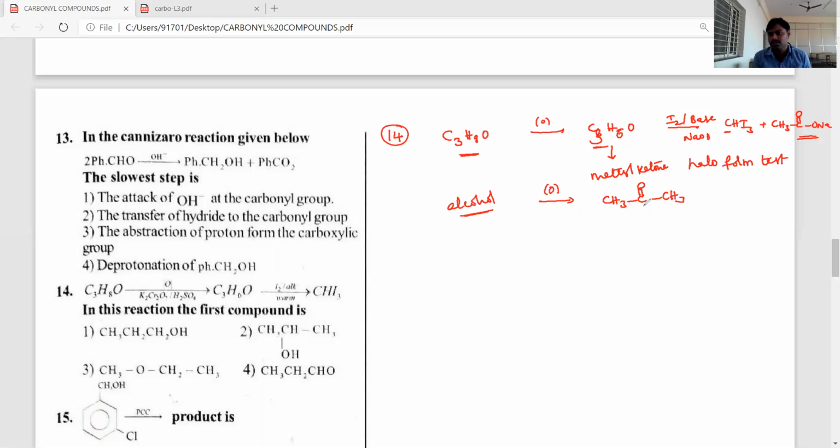What type of alcohol, dear students? Here the C double bond O group is formed, means it is a secondary alcohol. So three carbons containing secondary alcohol is isopropyl alcohol, CH3 CH(OH) CH3. So the answer is second option. Now the starting material isopropyl alcohol, or propan-2-ol, on oxidation produces acetone. Acetone is treated with iodine in the presence of base, producing the iodoform test.